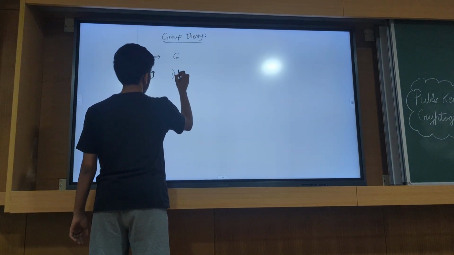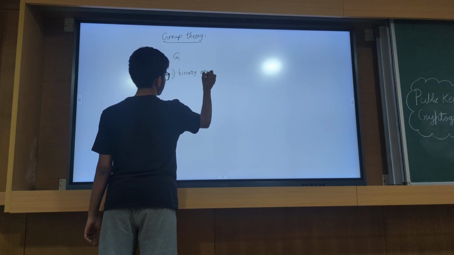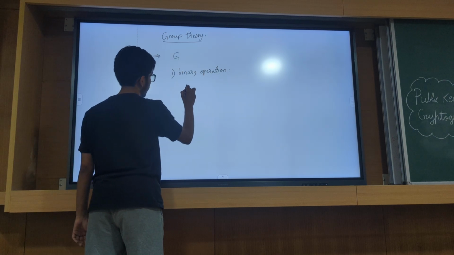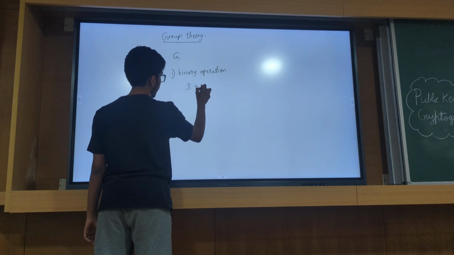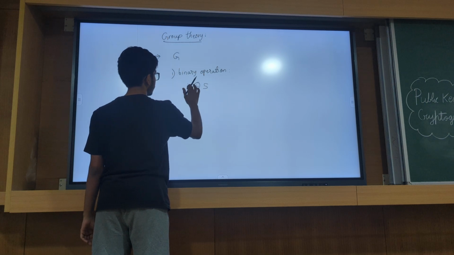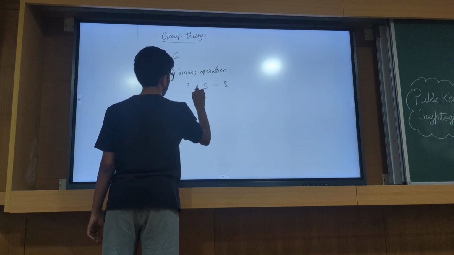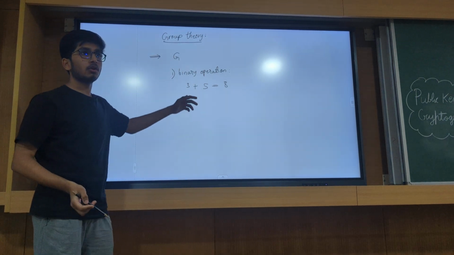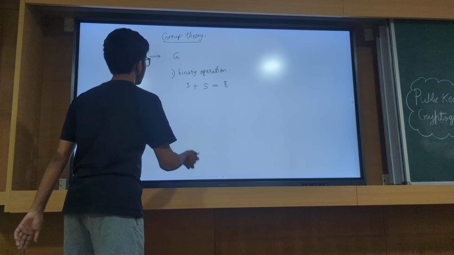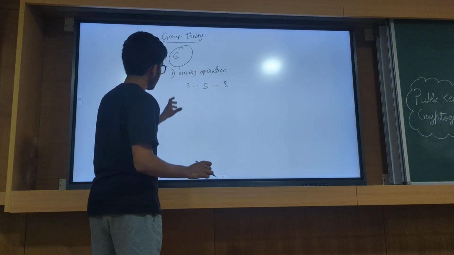So first thing, binary operation. For example, addition is a binary operation. If I give 3, if I give 5, addition is a binary operation that takes 2 inputs and gives an output. 3 plus 5 is 8. Similarly, multiplication is also a binary operation. They take 2 inputs and give 1 output. So a group G also has a binary operation.